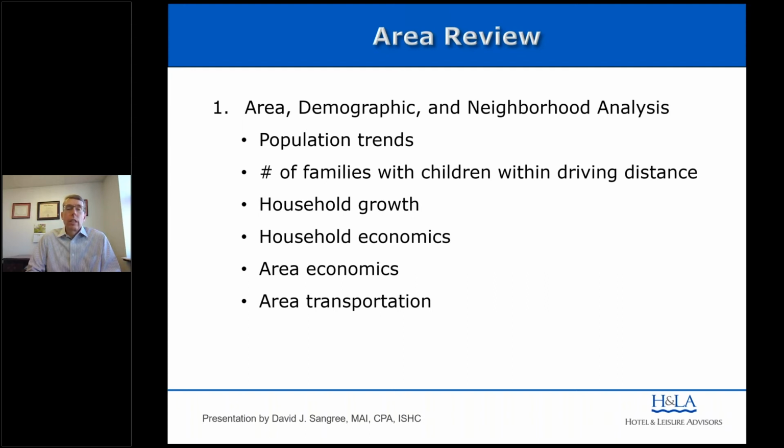And lastly, we consider the transportation issues. What is the highway infrastructure? Are there interstate highways that can get you to the location easily? Is there a nearby airport or train service? Are there any plans for new roads or bridges that will enhance the highway infrastructure? So these are some of the components that would be considered in the area review and demographics.